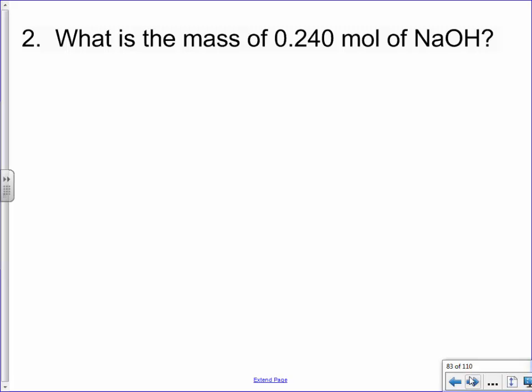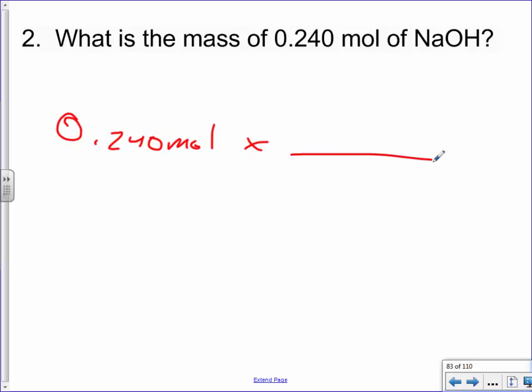Back to my donuts example. You want to go to the store and you want to buy a quarter, basically, 0.24 of a dozen donuts. My question is, how heavy would it be? So, do we know how heavy sodium hydroxide is? 40? So I might recommend writing it like this, 0.240 moles.